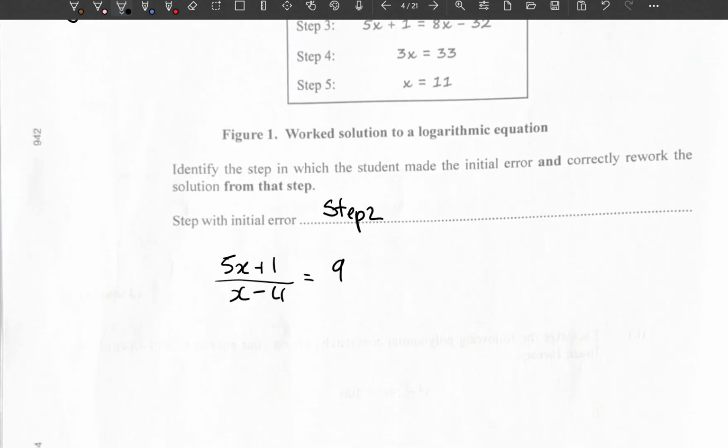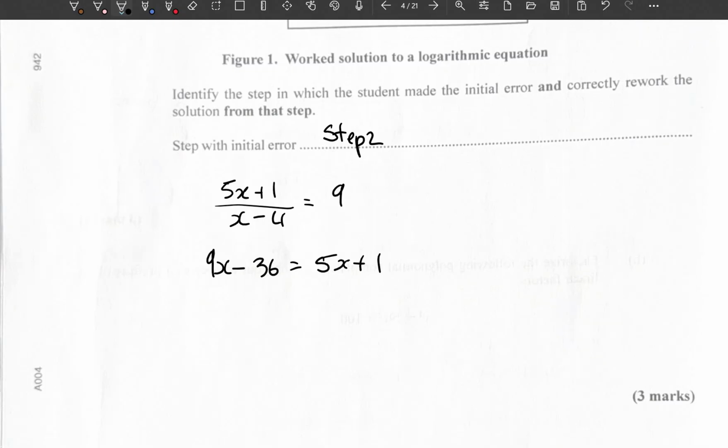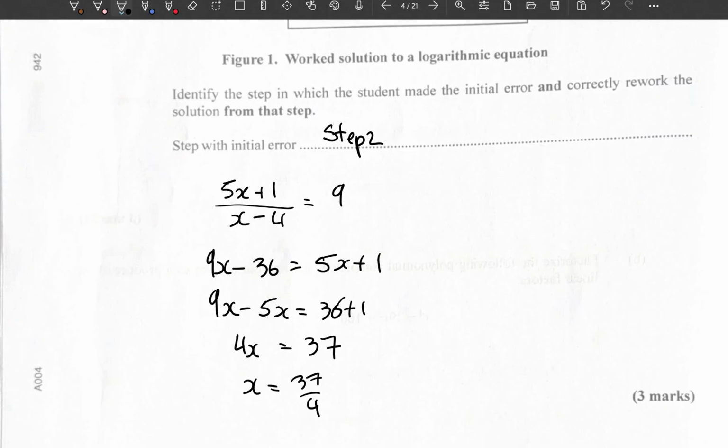And so then we need to multiply both sides by x minus 4. So we would have 9x minus 4 9s at 36. This is equal to 5x plus 1. Getting all the x's on one side, we see that 9x minus 5x is equal to, that's 36 plus 1. Therefore, 4x would be 37. Therefore, x would be 37 divided by 4.